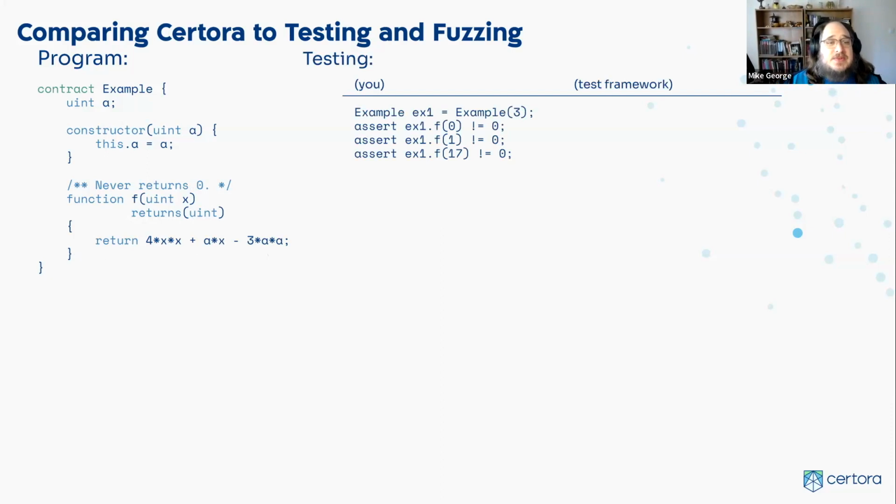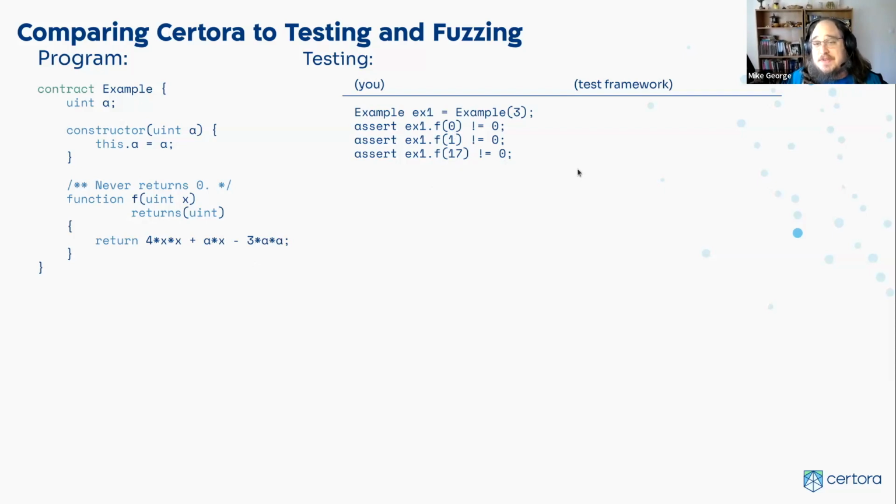So let's say we wanted to write some tests. Well, how would you do it? You'd set up your example contract, create a contract, and then you'd call the function a bunch of times, and you'd assert that the result of the function call is not 0. You'd try a couple of different inputs. You might try some edge cases. You might throw in max uint or something. I don't know, you might try a, because that looks like an interesting constant.